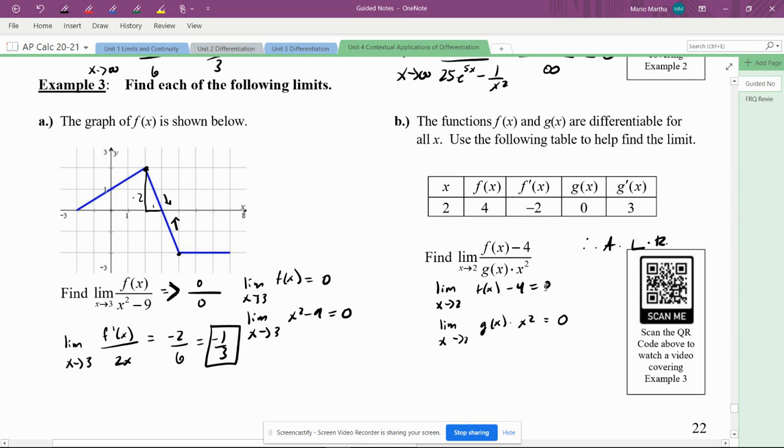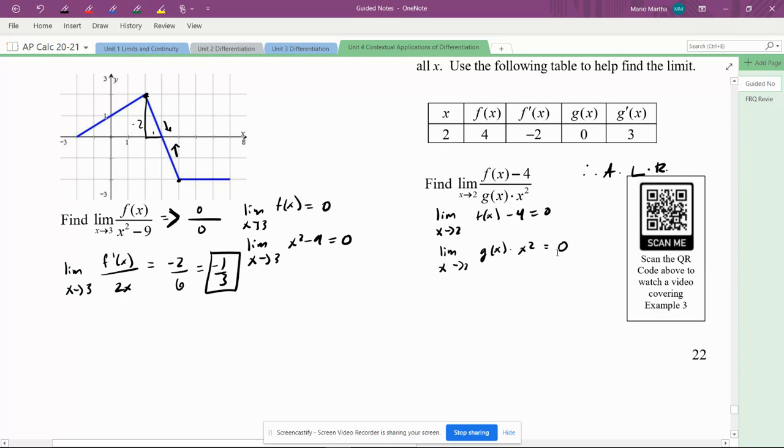I've just been doing it like that to save some time. And then from there, we're going to take the derivative. So here, change color a little bit. So we're going to say that the limit as x approaches 2 of f prime of x divided by, in this case, at the bottom, we do have to use the product rule.